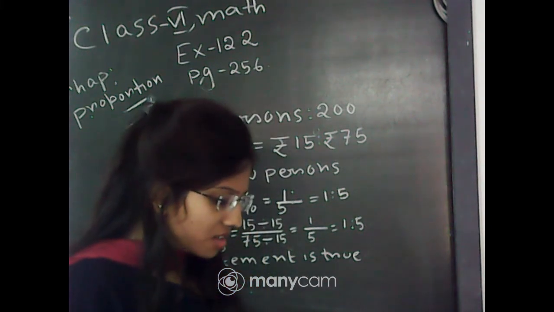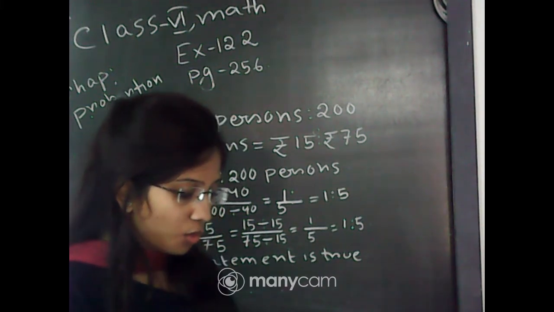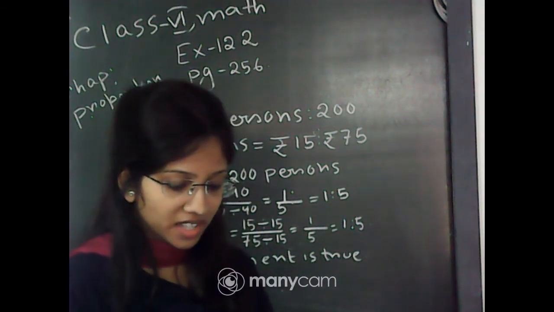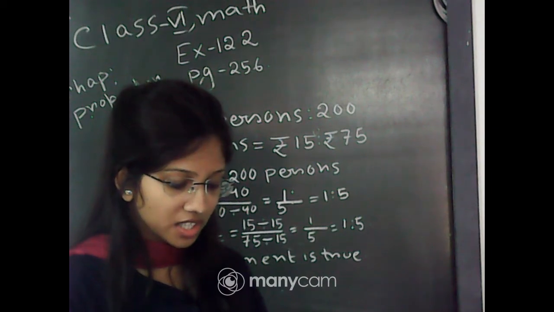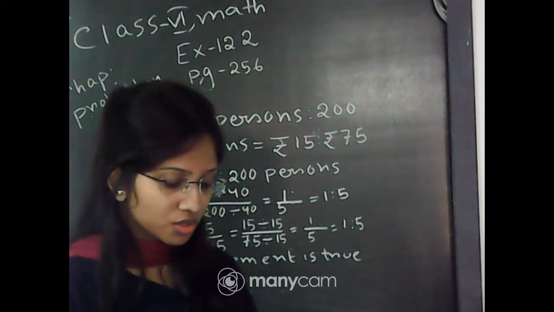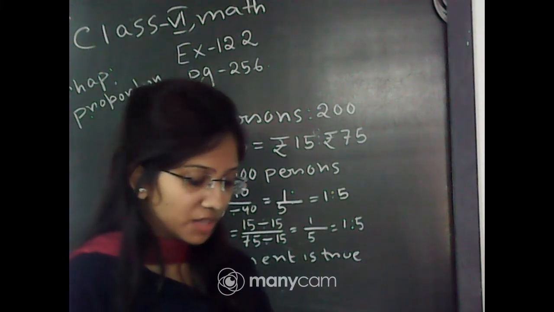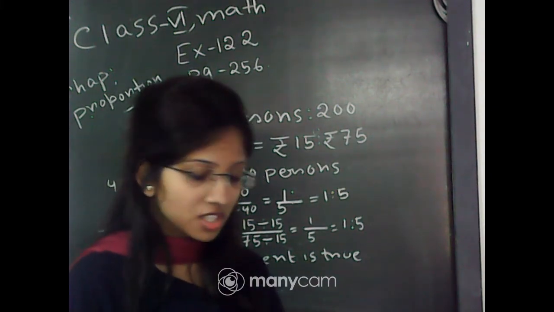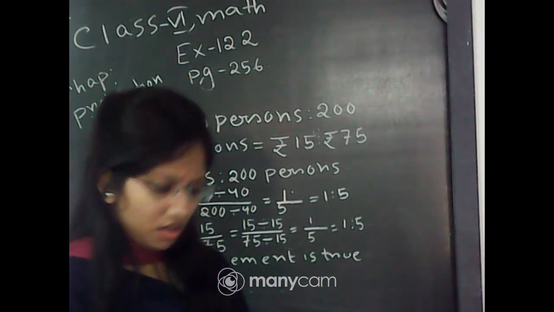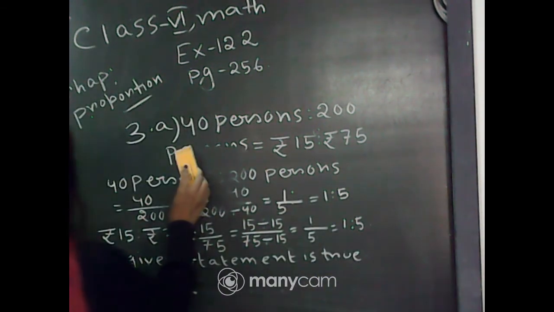Okay. Then question number 4A. Determine if the following ratios form a proportion. Also write the middle terms and the extreme terms where the ratios form a proportion. First, we will determine whether the following ratios form a proportion. Next, we will find the middle terms and the extreme terms of this proportion.